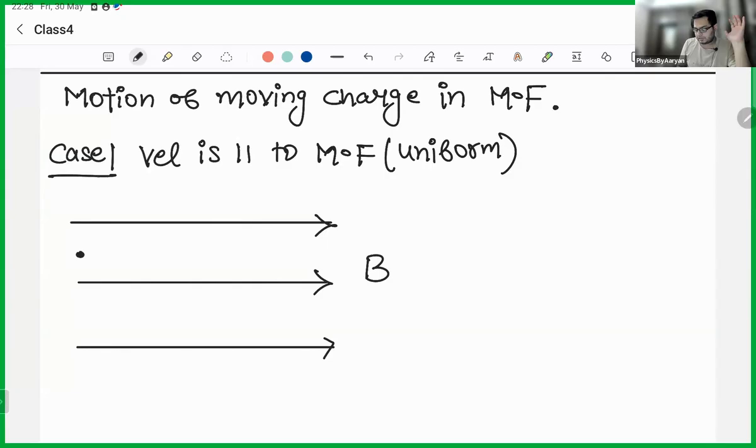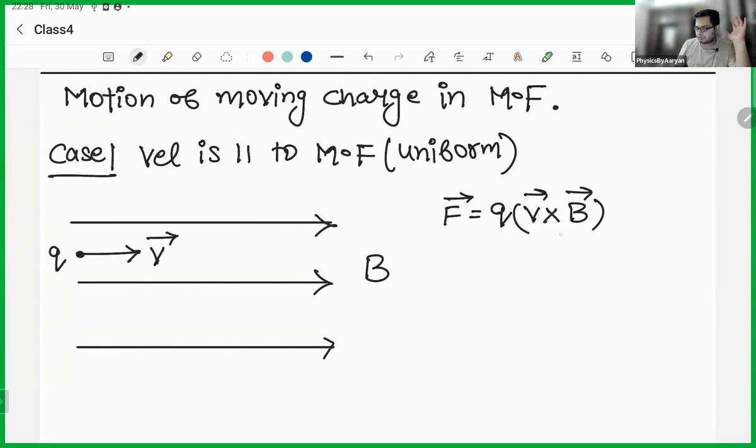So this is your charged particle, and it is moving parallel to the magnetic field. What is the force acting on a charged particle in this case? Yes, everyone, what is the force going to be? So zero, because whenever two vectors are parallel, their cross product is zero. Two parallel vectors always have a cross product of zero. It means the force acting on this particle is zero.